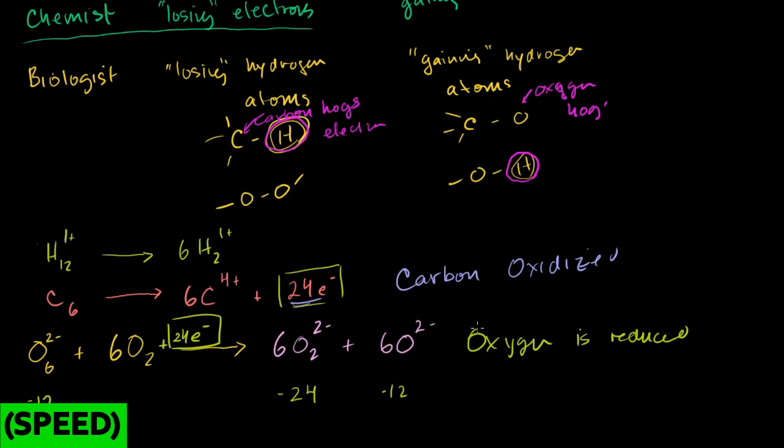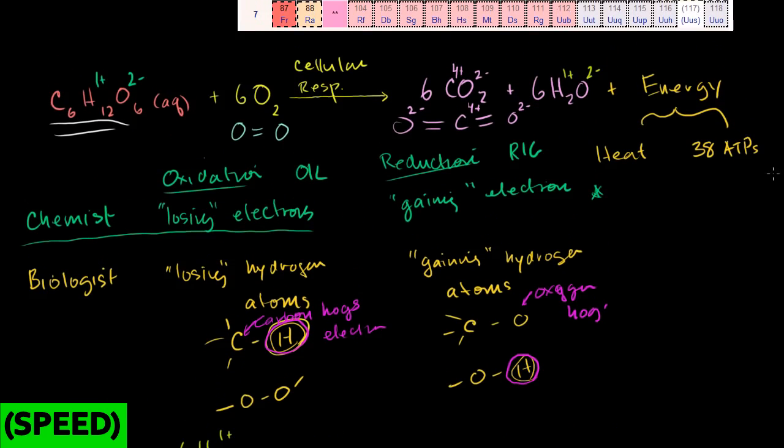And this actually answers one of the questions: where does this energy come from? In any of these chemical reactions, when you see energy being produced, it's because electrons are going from a higher energy state to a lower energy state, right?